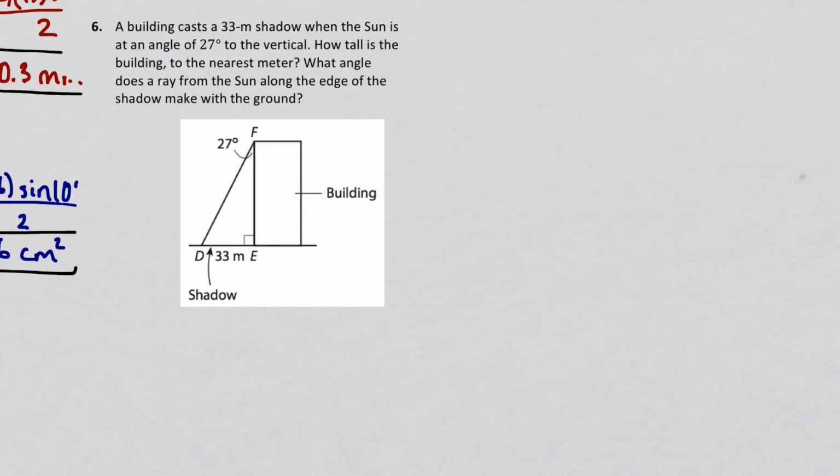Alright, I'm going to let you guys fight with and struggle with number 6 for a little while. Okay, so go ahead and try it on your own. Make sure you read the question carefully, but in case you don't understand what it's asking you for, just find every single missing side and every single missing angle of the triangle. Remember, we're focusing on the triangle. The building is really not that important right now.